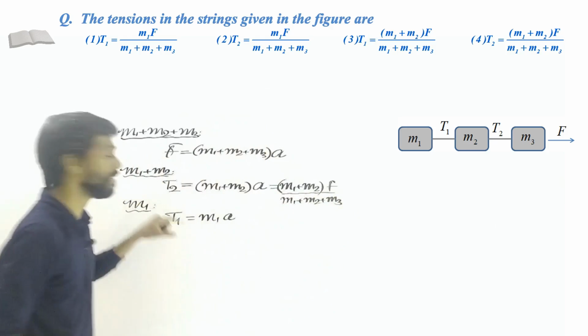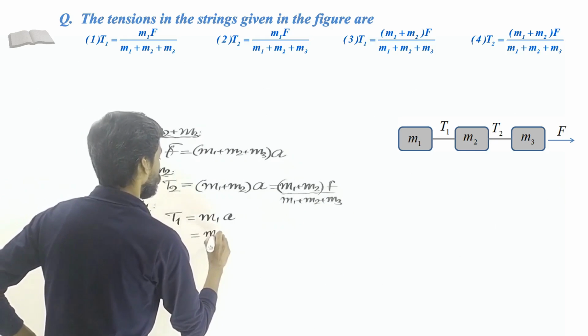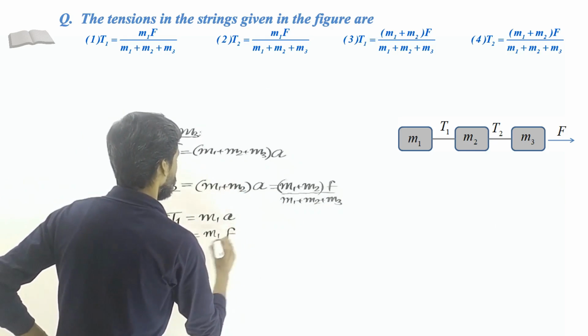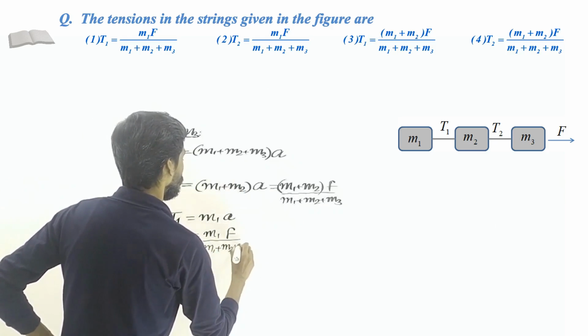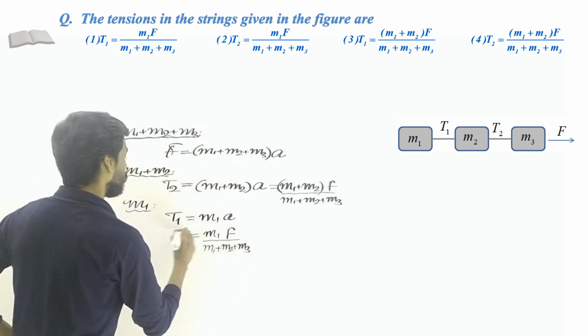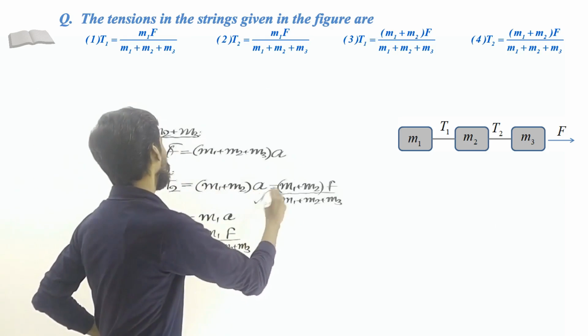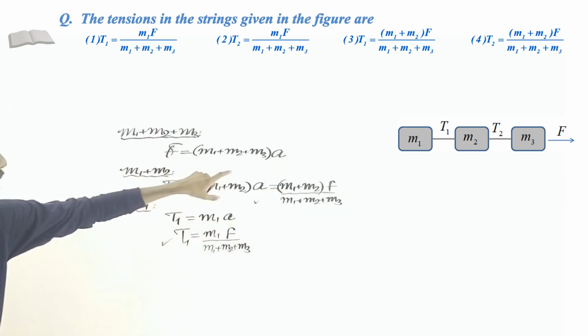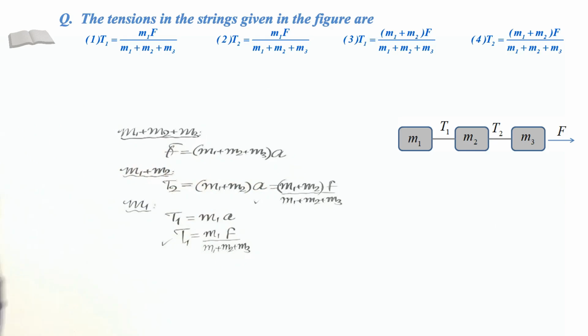So that's it, that is the tension T2. Similarly here, m1 multiplied by A, so m1 multiplied by the same thing, F divided by m1 plus m2 plus m3. So this is our required tension T1, and this is T2. And if acceleration is required, that is F divided by m1 plus m2 plus m3. Okay, so that is the answer.